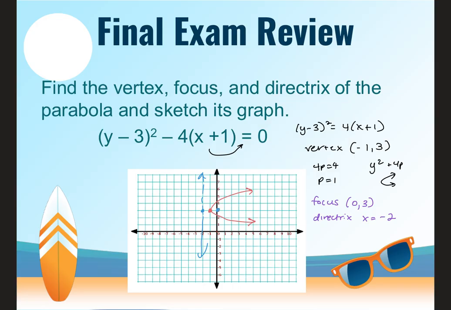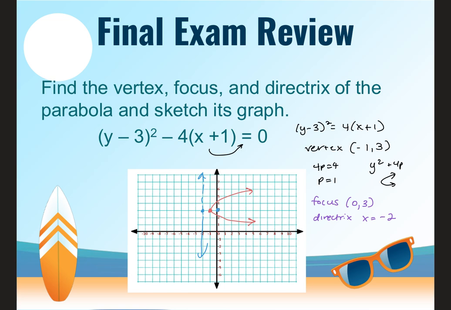So that tells me my vertex is negative 1, 3, and it tells me that the y is squared and a positive 4p, which means it's going to point to the right. So I found my vertex, I plotted the point, and then I pointed my parabola to the right. And then it asks you to identify the focus and the directrix.